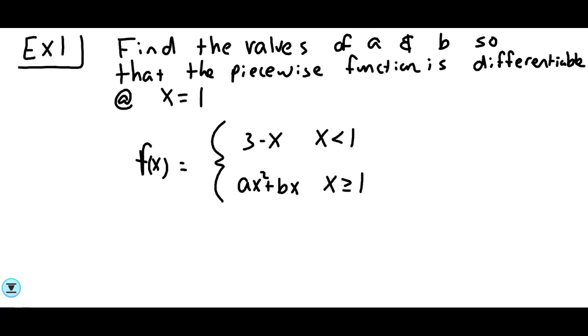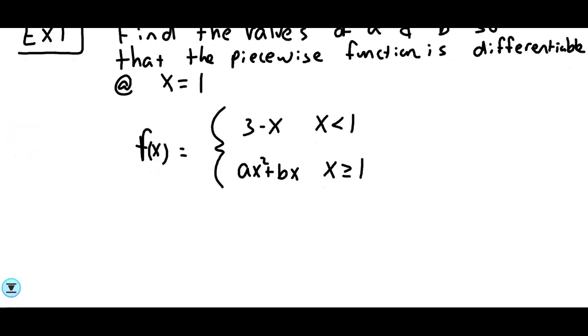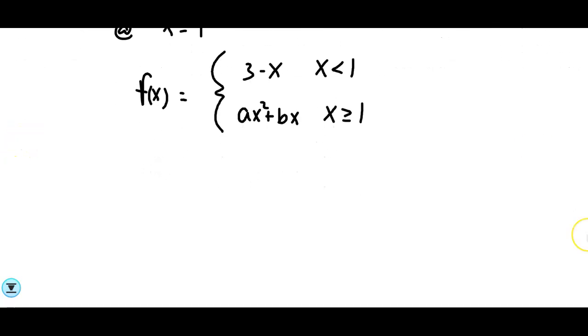So here's my piecewise function now, and this time we actually want to find two values, a and b, so that the piecewise function is differentiable. Not just continuous, but differentiable. But as you guys know, if you want to make a function differentiable, then it also has to be continuous. So our first task is going to be to make sure that it's continuous. And that part of our task is not going to be new.